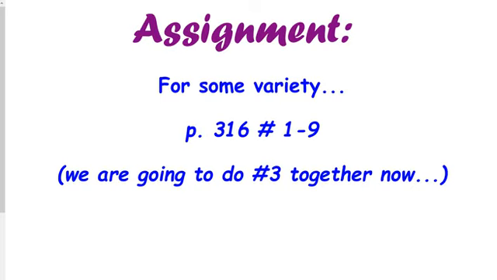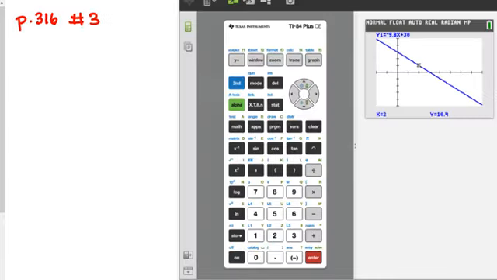So number 3 has to do with quadratic regression. And if you remember, the day we learned a lesson that involved quadratic regression, I told you you didn't have to write it down and I wasn't going to test you on it. It's still a great problem, so I still want us to do this problem just for the experience. So page 316, number 3, open your book, take a look, and we're going to do this on the calculator.